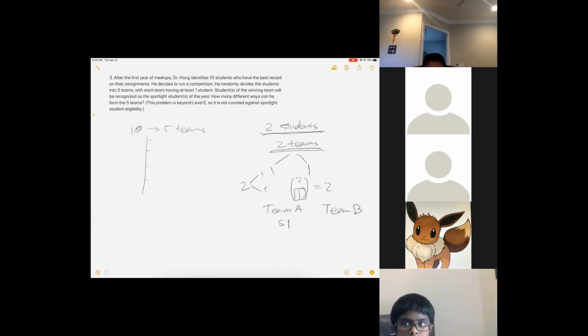If we have student 1 in team A, then student 2 must be in team B. And if we have student 2 in team A, student 1 must be in team B, right? So these two grouping methods are the same. So this really counts as 1. So exactly, we do 2 choose 1, and then divide by 2, because these 2 are the same, okay? So this is 2 students. Let's move on.